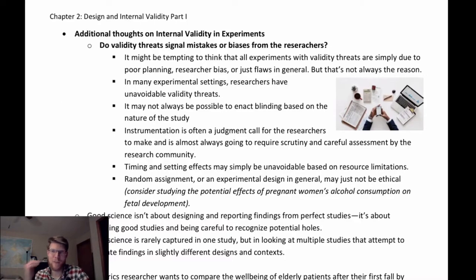Now, obviously, some studies are better than others, right? There are some poorly planned studies, but there are some really, really good studies that have validity threats because they just can't get around them. This is literally the best that they can do.